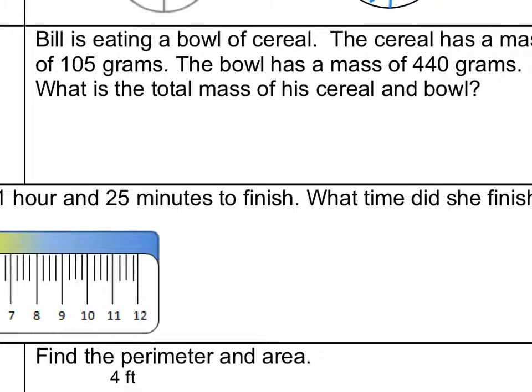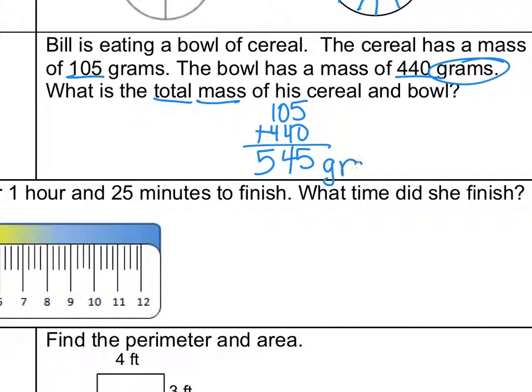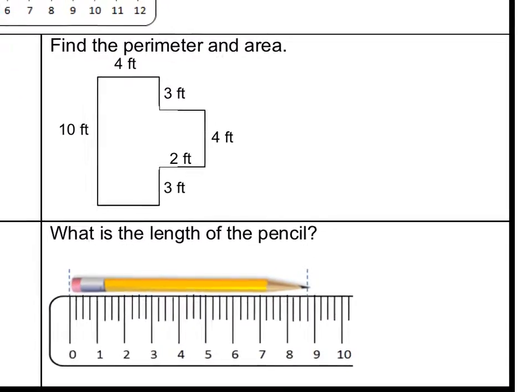Bill is eating a bowl of cereal. The cereal has a mass of 105 grams. The bowl has a mass of 440 grams. What is the total mass of his cereal and bowl? So that means we need to add the cereal and the bowl. 5 and 0 is 5. 0 and 4 is 4. 1 and 4 is 5. And what is the total mass? We have to give it in the units, and the units are grams. We already did the elapsed time problem, so scooting right along here.